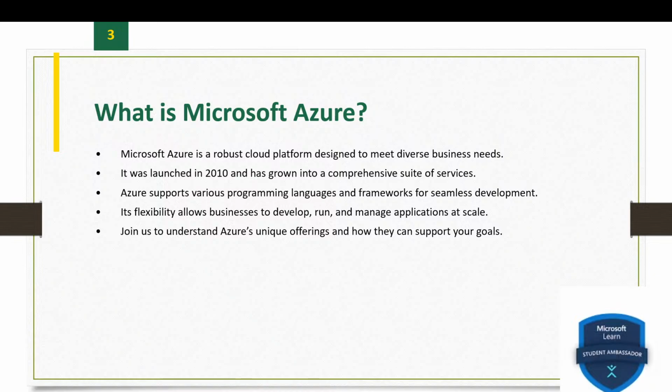Azure's global reach. Azure operates in more than 60 regions worldwide, making it one of the largest cloud platforms in terms of geographic coverage. This global presence ensures high availability and redundancy, providing low latency access to services no matter where users are located.